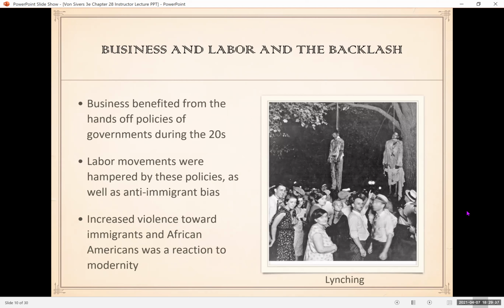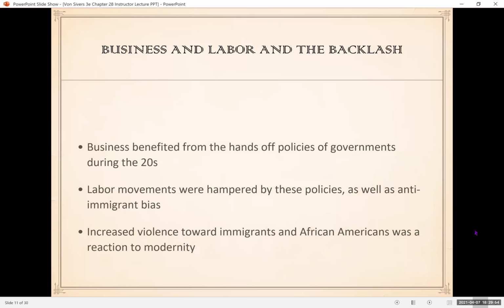And we see businesses profiting after that, but we also see many people reacting to the movement of African Americans moving into other places. So this is a copy of the slide without the image. So the businesses are going to benefit from government's hands off, very much laissez-faire. Governments are not going to get involved.